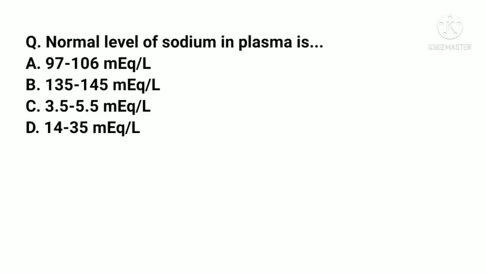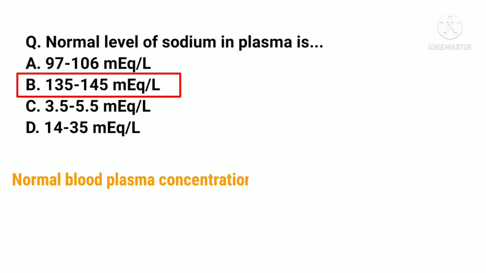Normal level of sodium in plasma is A. 97 to 106 milliequivalent per liter, B. 135 to 145 milliequivalent per liter, C. 3.5 to 5.5 milliequivalent per liter, D. 14 to 35 milliequivalent per liter. And the correct answer is B. 135 to 145 milliequivalent per liter. Normal blood plasma concentration of sodium is 135 to 145 milliequivalent per liter.